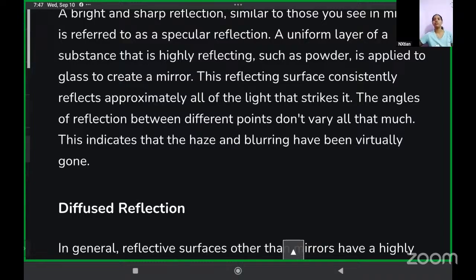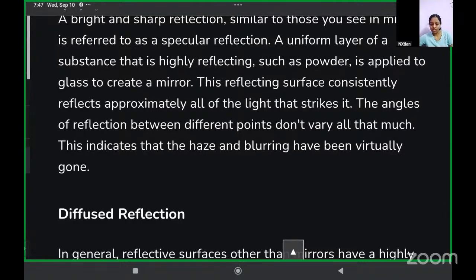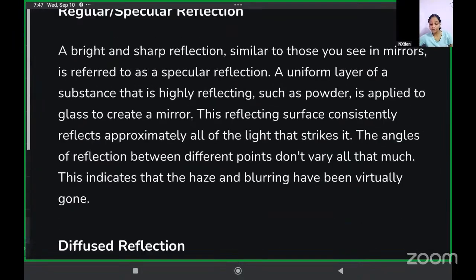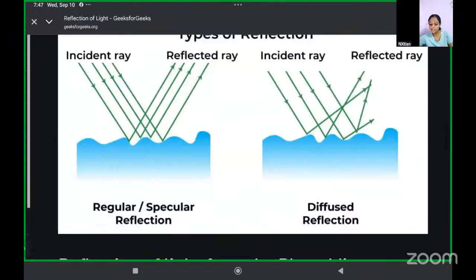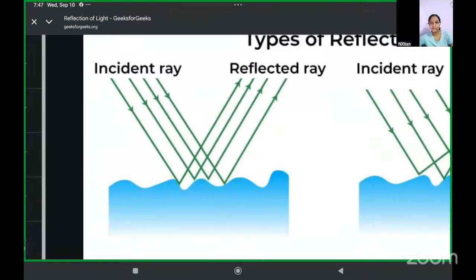Okay, so as many incident rays fall, most of them are reflected in regular reflection. It is uniform. You can see here it is very uniform.